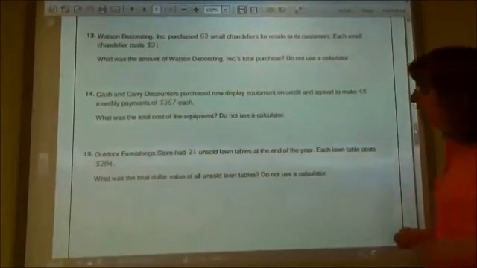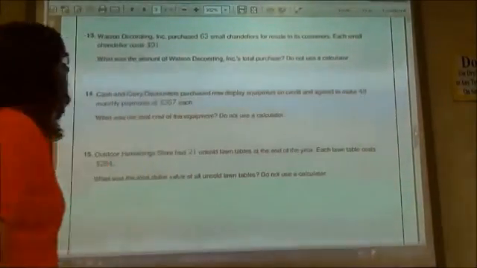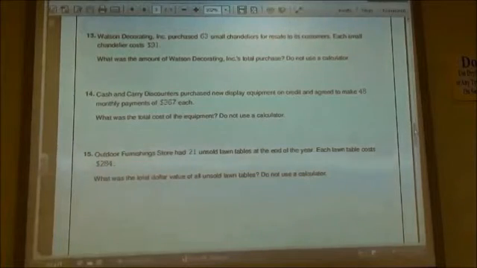13, 14, 15, I'm going to do some word problems. Again, they don't want you to use a calculator. It says Watson Decorating purchased 63 small chandeliers for resale to its customers. Each chandelier cost $91. What was the amount of Watson Decorating's total purchase? Do not use a calculator.